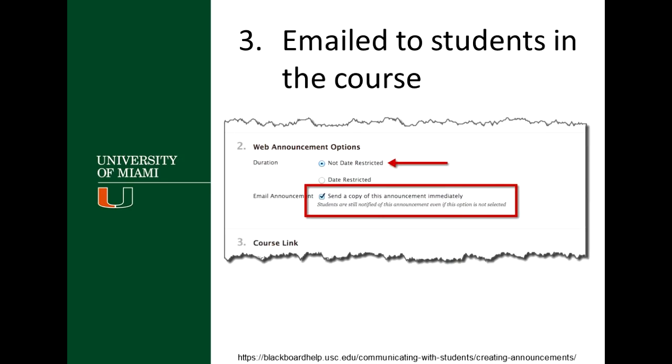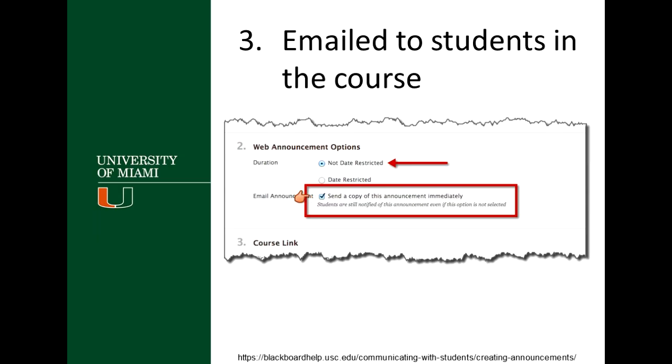Third way of doing it, emailing to students in the course. Again, if it's an important announcement, email it to the students. Don't email all your announcements. They aren't that important. The students have other things going on, and you know what it's like to come to your email and have all of these messages in it, some of which you could have gotten somewhere else. So don't email them all, but when you do have an important one, check this box.